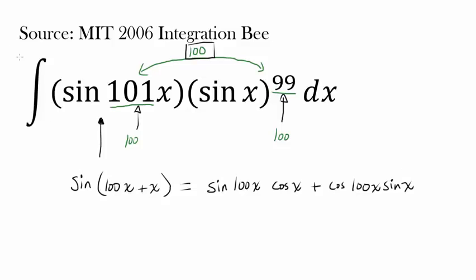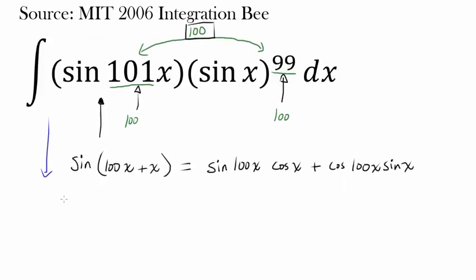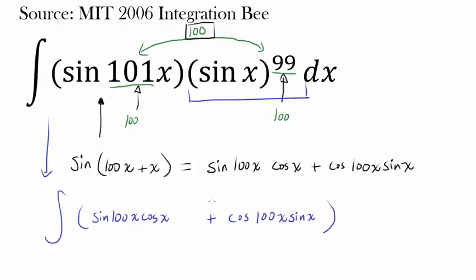So let me write that down. Instead of sine of 101x, we're now going to write sine of 100x cosine of x, and let me leave a space for now, plus cosine of 100x times sine of x. And to this thing, you're multiplying by sine of x to the 99th power. You're distributing. So sine of x to the 99th power is going to go in right here, and here you already have one sine of x, so you're going to get sine of x to the 100th power.